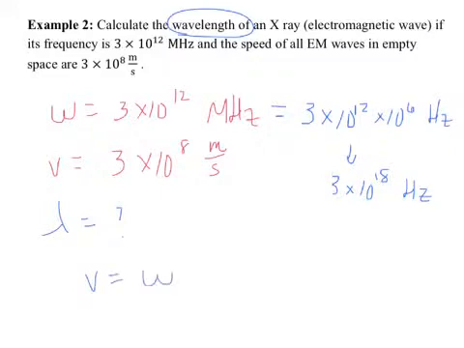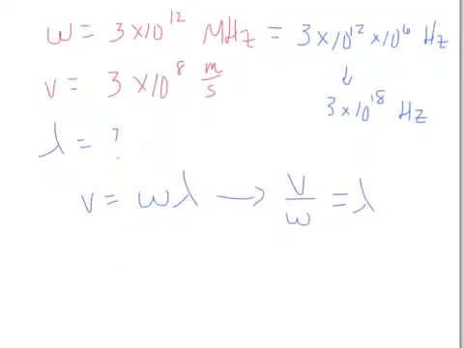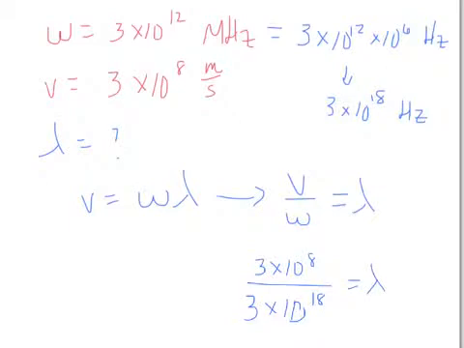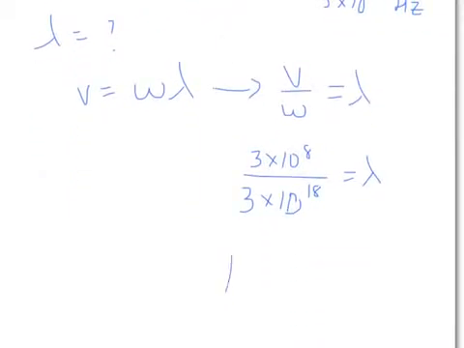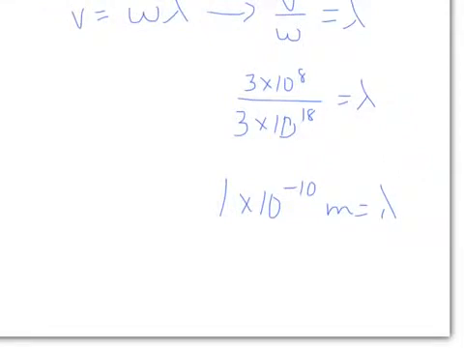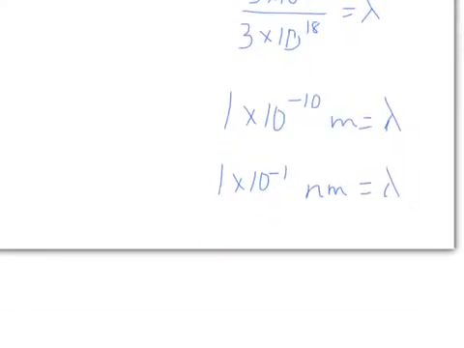So we start with v equals omega lambda. Divide by omega on both sides. So the velocity, 3 times 10 to the 8, over the frequency, 3 times 10 to the 18, is equal to lambda. Well, that's going to give us a value of 1 times 10 to the negative 10 meters for lambda. And in this case, it's useful to list this in nanometers since it's a small value. Well, nano is times 10 to the negative 9. So if I convert it to nanometers, it would be 1 times 10 to the negative 1 nanometers. But to list that a little simpler, just make it 0.1, or a tenth of a nanometer.